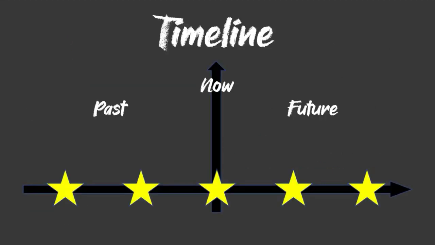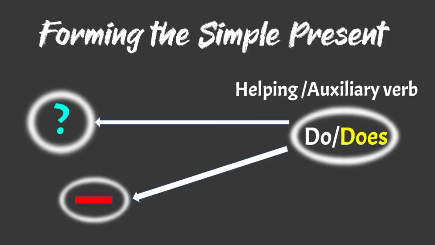So let's look at this timeline. Now, past, future. Now let's take a look at how to form the simple present. We need a helping or auxiliary verb to make questions and negative sentences. So the auxiliary verb in this case, or helping verb, is do, and for the third person singular, does. Does again is for he, she, and it.